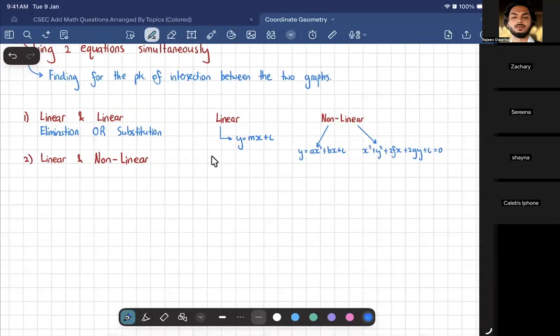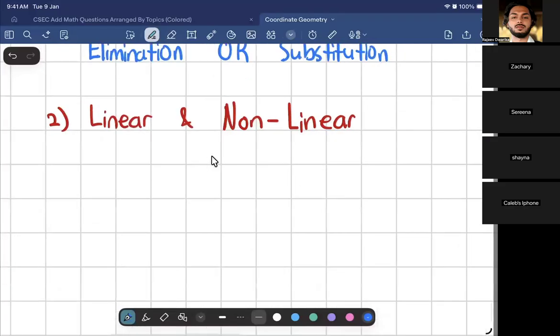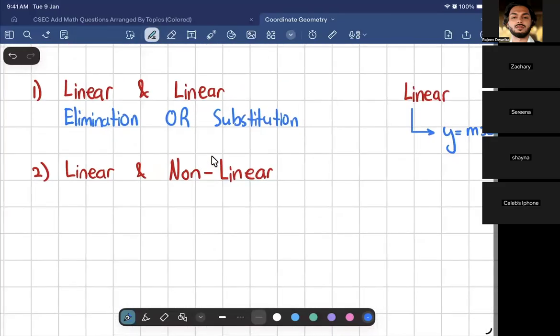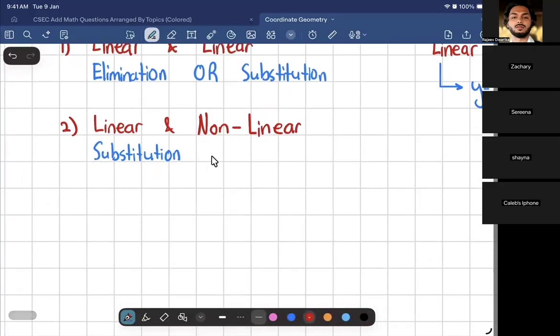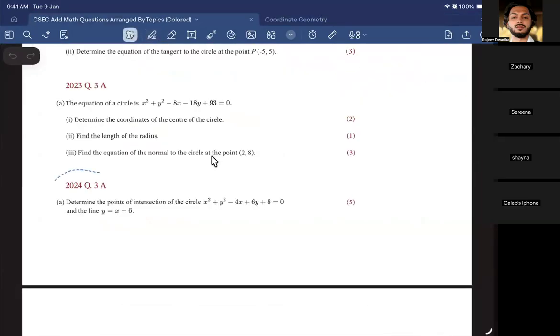So if you're dealing with a linear and a nonlinear equation, what is the only method I could use? Somebody tell me, what's the only method I could use? Do you all know? Substitution. Yes, you could only use substitution. So let's look at an example of linear and nonlinear. And what better way to do this than by doing a 2024 paper? 5 marks. There we go.